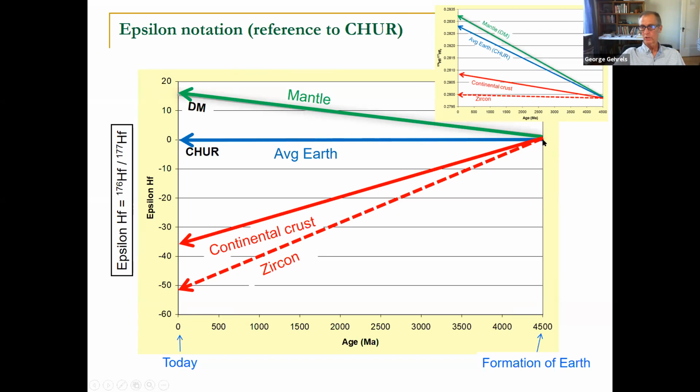Here's the bulk silicate earth, the chondritic uniform reservoir, trucking along through time, but it stays at 0 because that's the way we have set it. Whereas the mantle is going to move in a positive direction because lutetium is decaying to 176 hafnium. Continental crust is not going to increase as fast as CHUR, so on this diagram it's going to have a negative slope, and here's zircon way down here. So that's our first bump in the road. We're actually not going to use this diagram, even though this is the way it works in isotope ratio space. We're going to do this in terms of epsilon units.